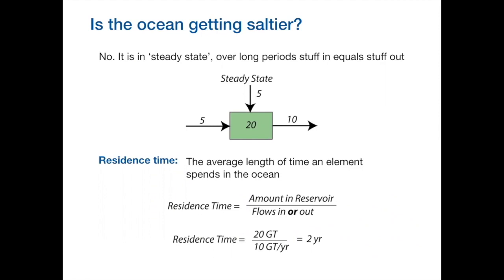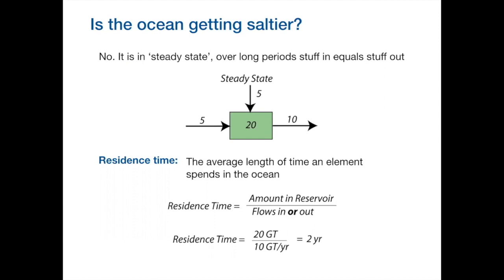This leads to the concept of a residence time, which is the average length of time that an element will spend in a reservoir, in our case, the ocean. And so the residence time is just the amount in the reservoir divided by the flux or flow in and out. So in terms of our simple example up above, we have a 20 gigaton reservoir and we have 10 gigatons per year going out of this reservoir. So the residence time of the reservoir is 2 years.